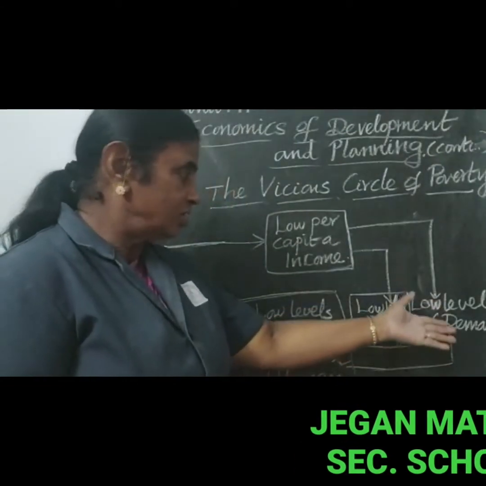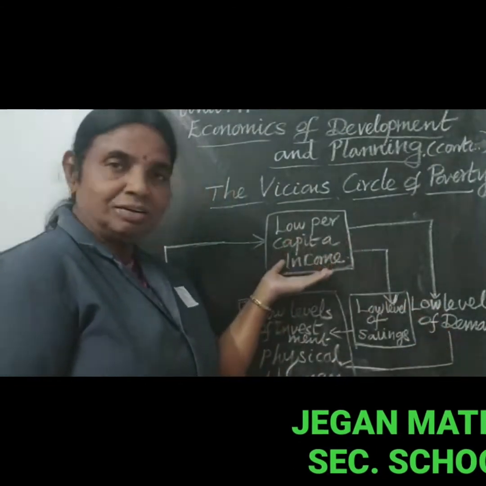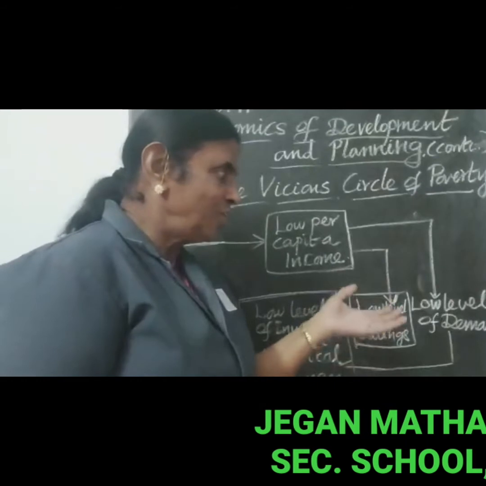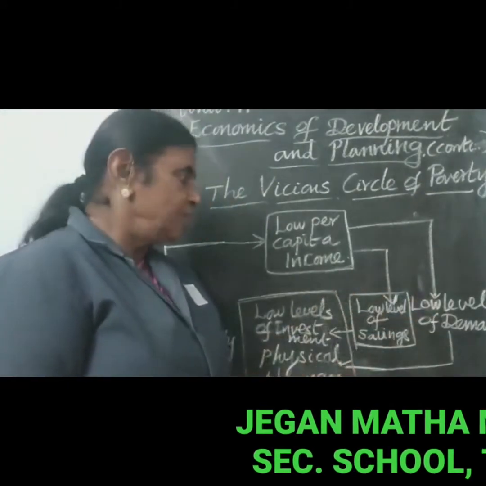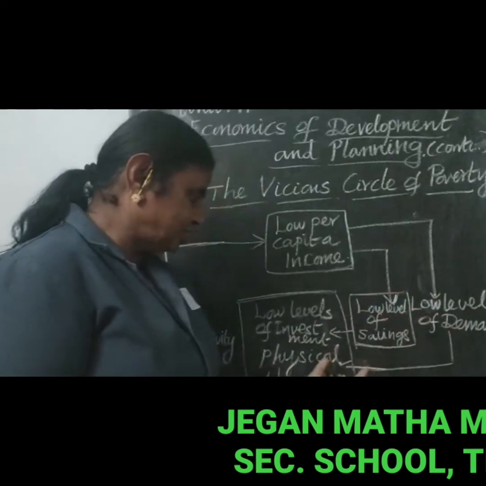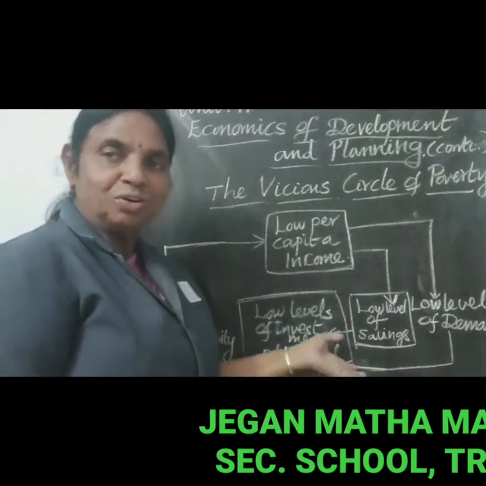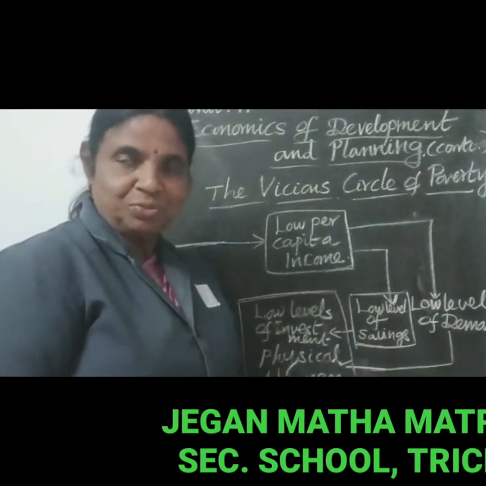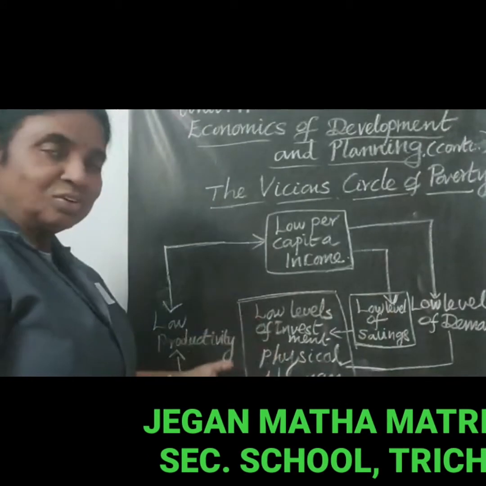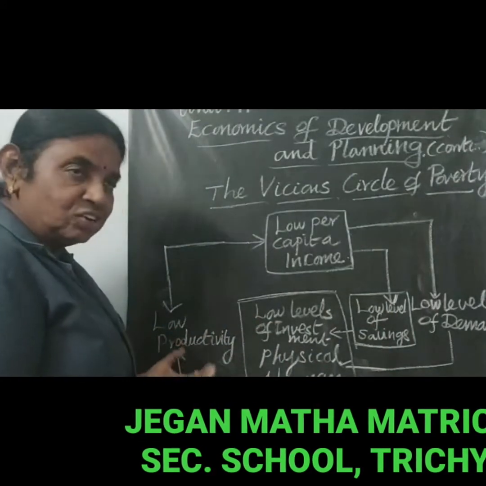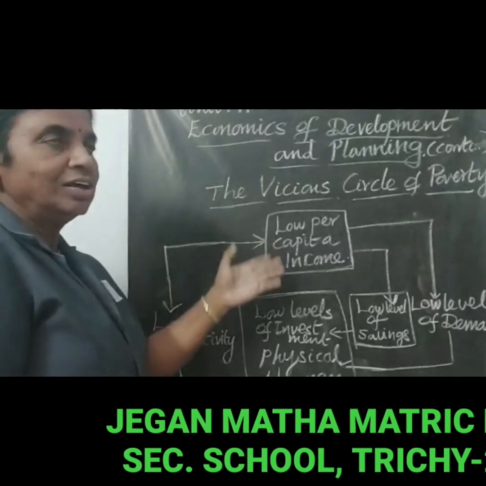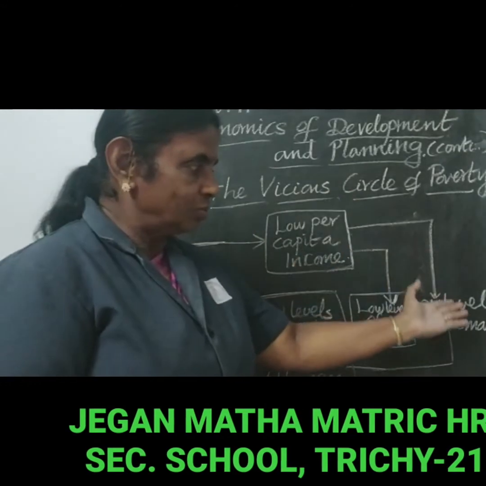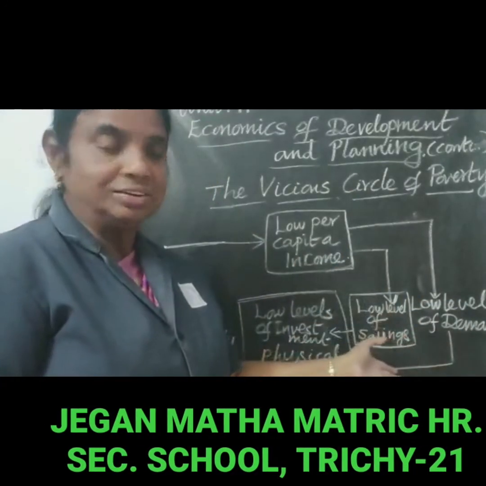On the demand side, with low per capita income, a consumer automatically demands less. So there will be a low level of demand for the product, and then low levels of investment will also be there. So there will be low levels of physical and human capital. As a result, production will be very low. So low productivity occurs, and once again low per capita income results.